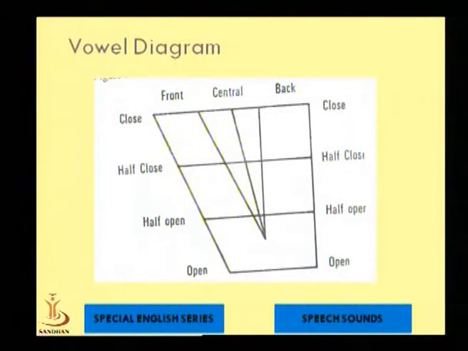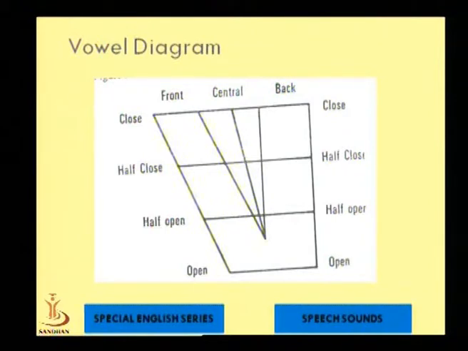This is what we call a vowel diagram. Now, in a vowel diagram, as I pointed out to you, you are seeing whether front, central, back, close, half open, and open. What do we mean by a vowel diagram? My dear students, this is what you have inside your mouth. It's a geometrical design of what is there inside the mouth.